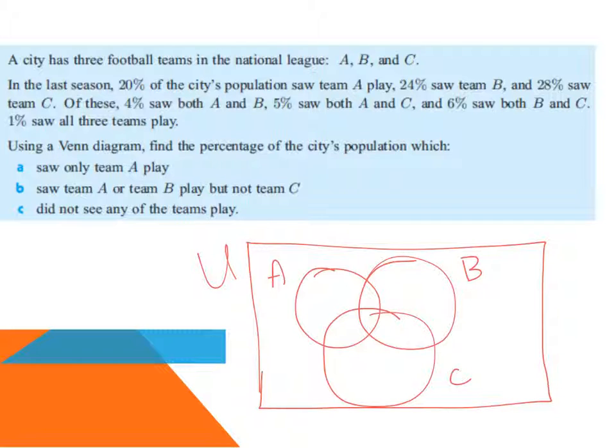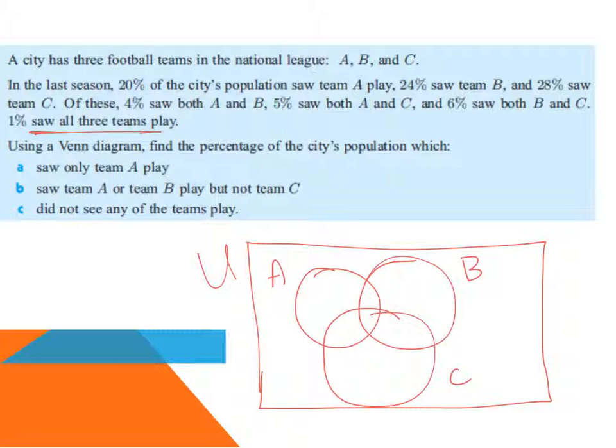So it says, in the last season, 20% of the city's population saw team A play. 24% saw team B play. And 28% saw team C play. Of these, 4% saw both A and B. 5% saw both A and C, and 6% saw both B and C. 1% saw all 3 teams play. So using a Venn diagram, find the percentage of the city's population which saw, and so now we need to figure it out. So we're leaving them as percentages.